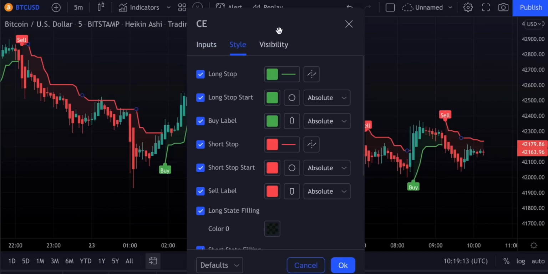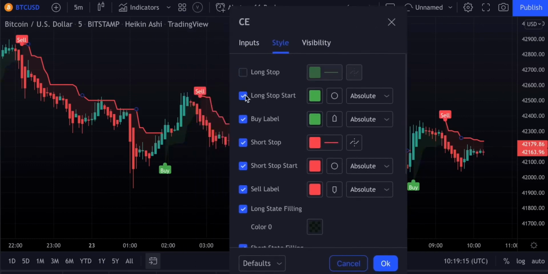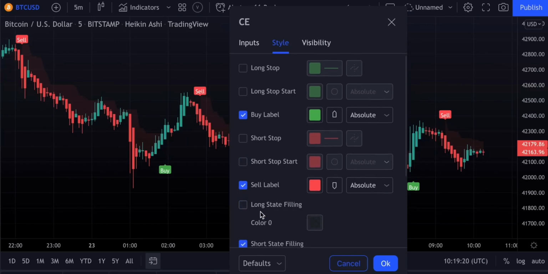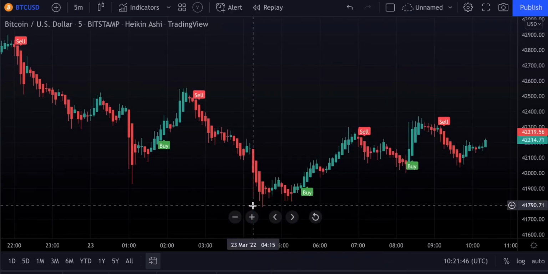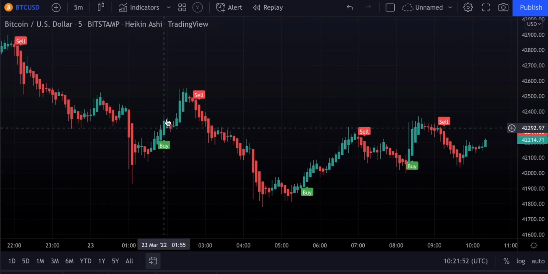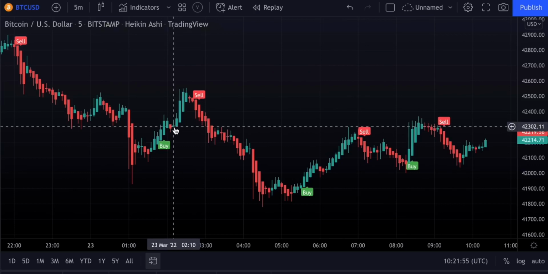Also, we're going to change the style. So we're going to get rid of all these unnecessary lines, all these fillings, and change these from absolute to below for buy label and above for sell label. Okay, so after tweaking the settings on this indicator, we see it looks much better, much cleaner, and also those signals became more accurate.